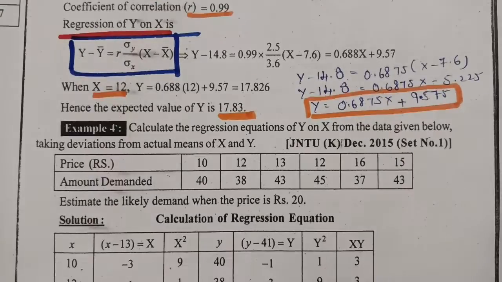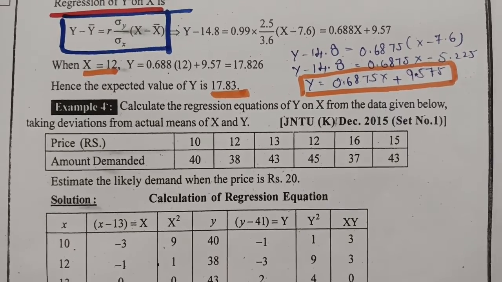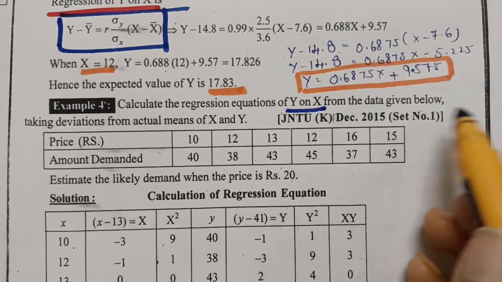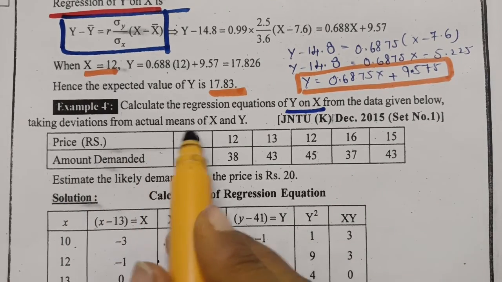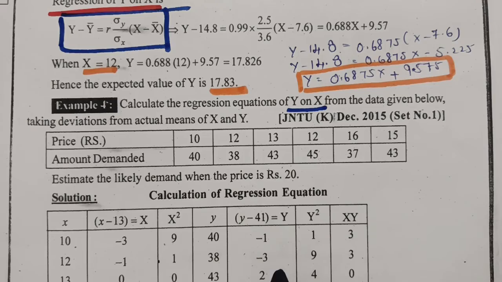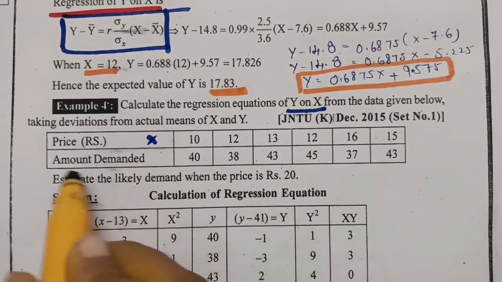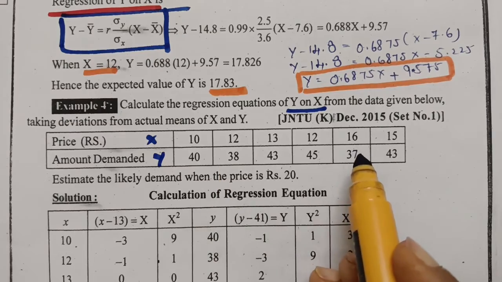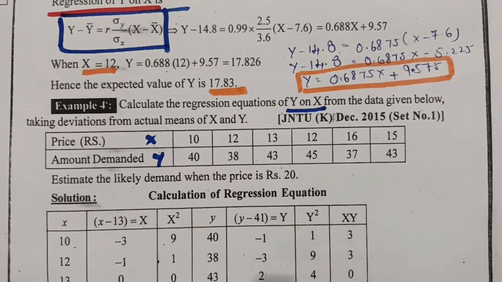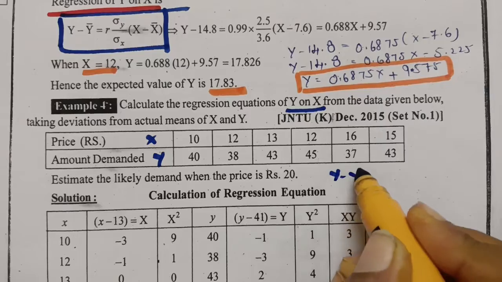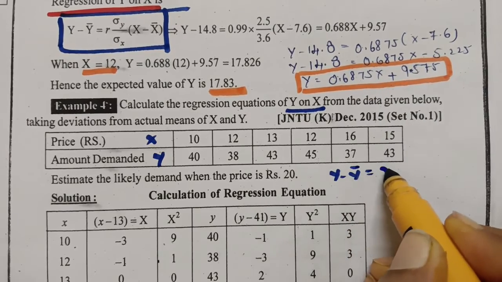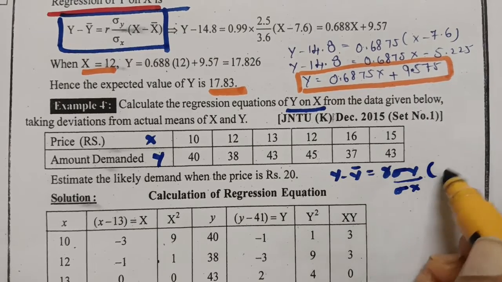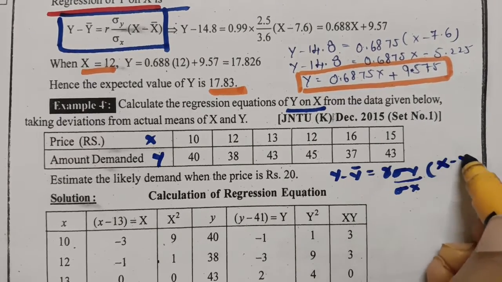Clear? And the next question here is, calculate the regression equation of Y on X from the given data below, taking the deviation from the actual mean. So here the price is X. These are all the X series, and the amount demanded, this is the Y series, are given. So now we have to calculate the regression equation of Y on X. So what is the regression equation? We have to start with Y minus Y bar is equal to R times Y on X, and we have to end up with X, that is X minus X bar.